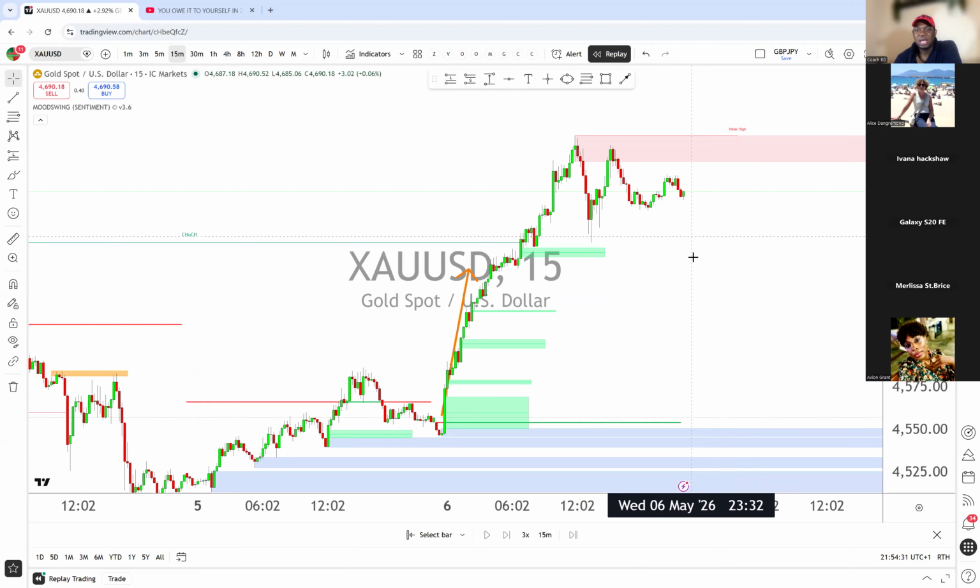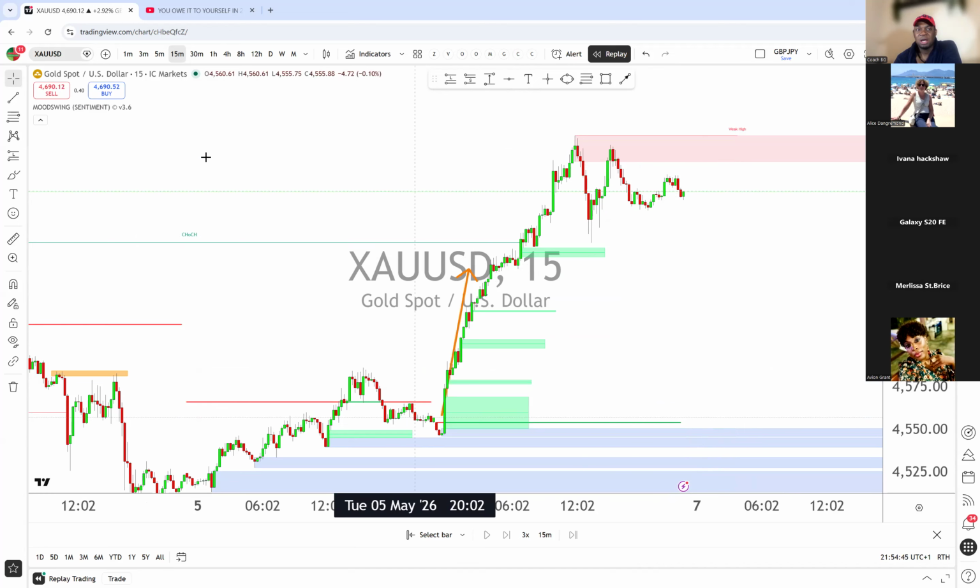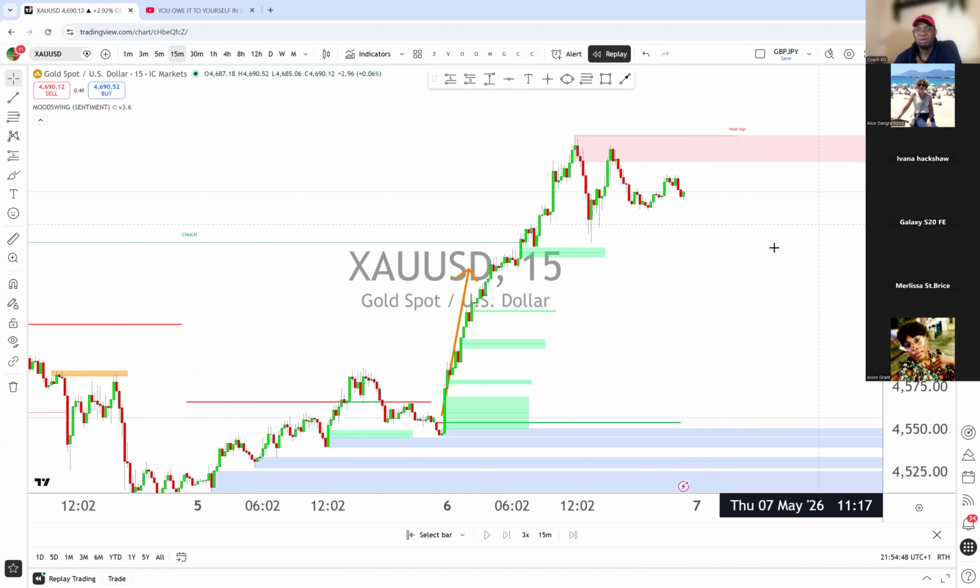So we wouldn't see anything until around 12 midnight UK time, which will be around 8 p.m. Eastern Standard. And you could drop down to like a 1 minute time frame around those times, and you would see where it starts printing from.